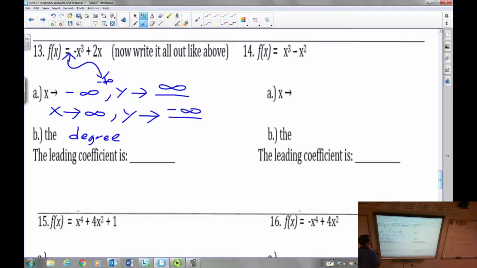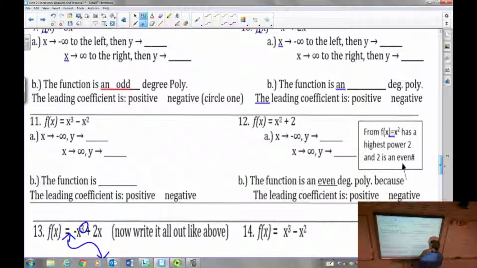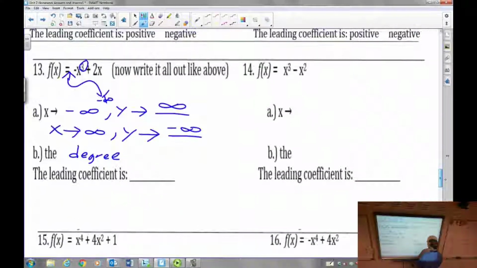And we wanted to know what the degree was. Is the degree of this polynomial odd or even? That's what I'm guessing we're supposed to ask. The function is an odd or even degree polynomial. Cool. So that's 3, which is odd. So we'll put the degree is odd. Odd degree polynomial. The leading coefficient is the number right in front of it, so that's a negative 1.